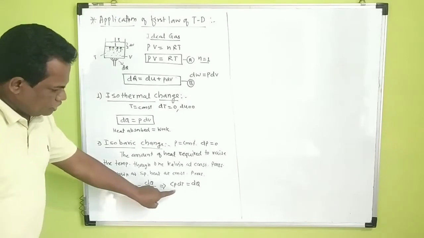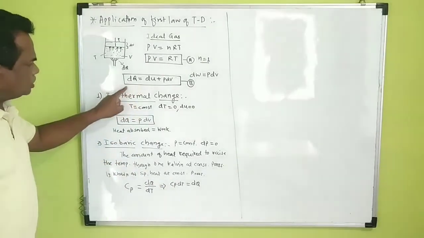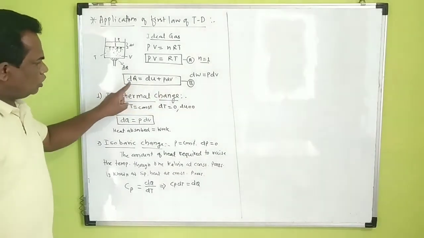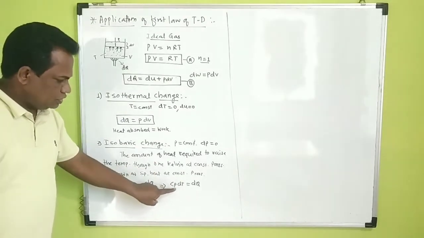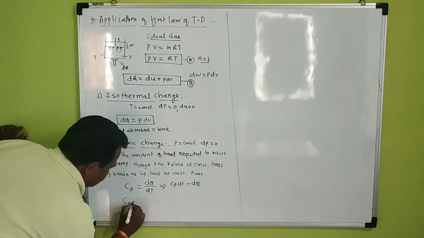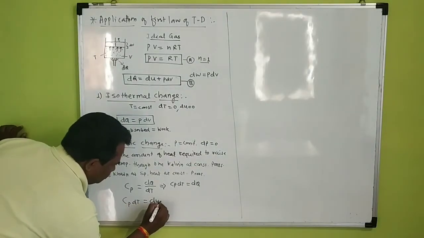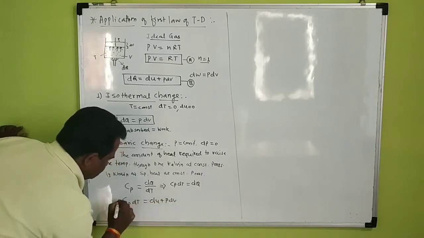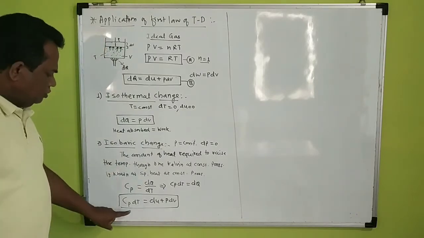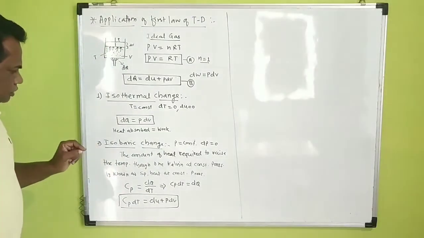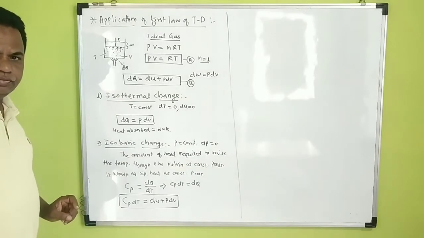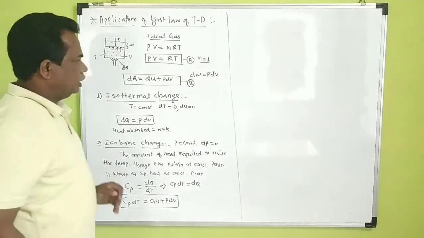Now, for this, Cp dT is equal to dQ, the first law equation dQ is equal to dU plus PdV changes. Put the value of dQ as Cp dT. So now this equation becomes Cp dT is equal to dU plus PdV. This is the heat equation for the specific heat at constant pressure. So this is one relation.